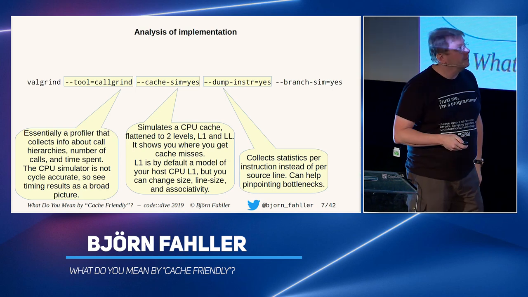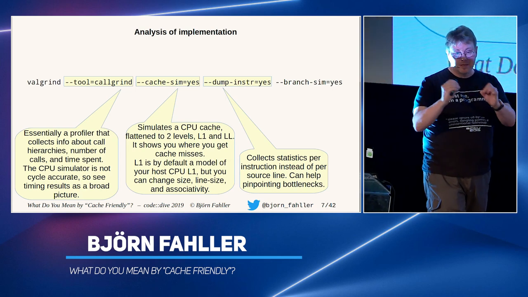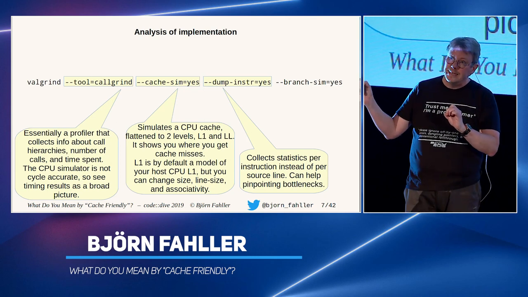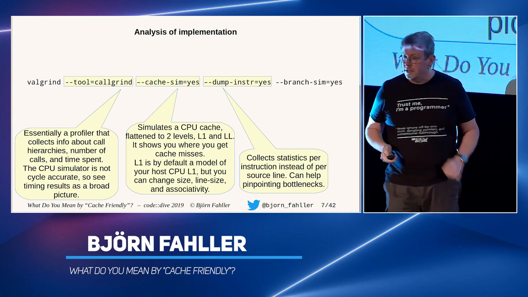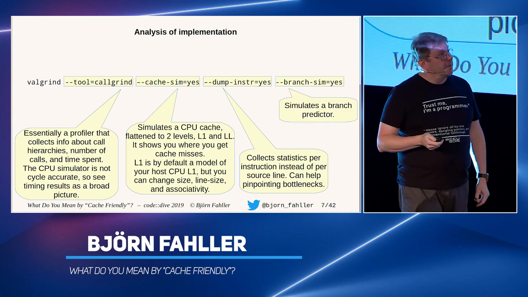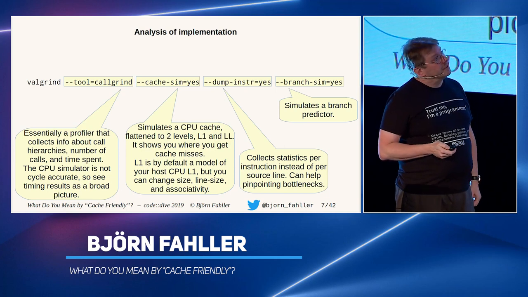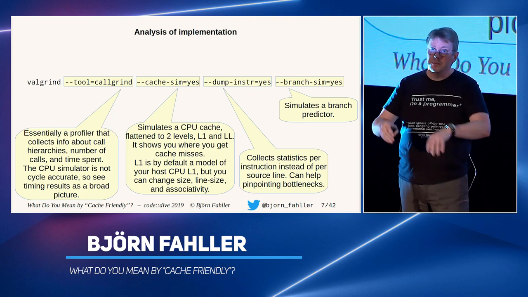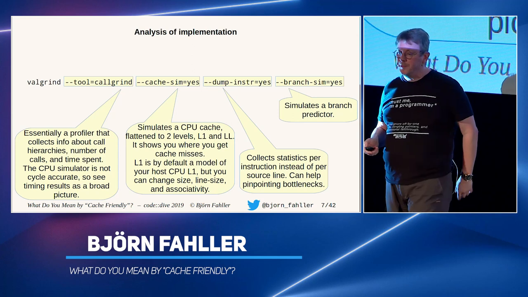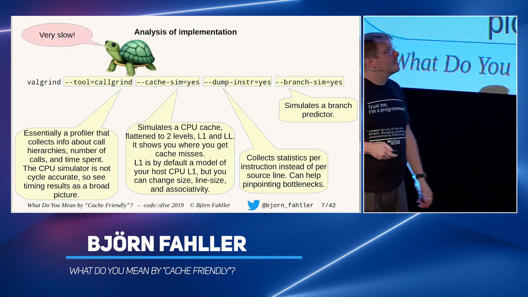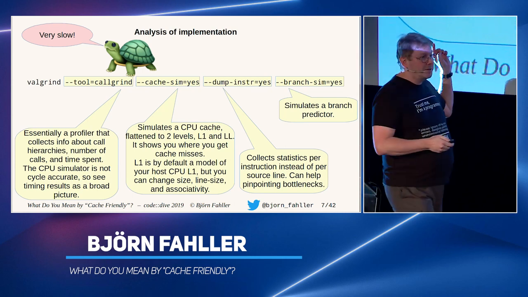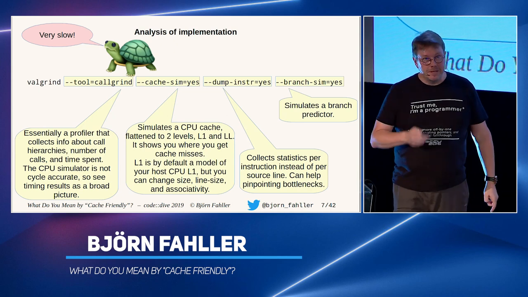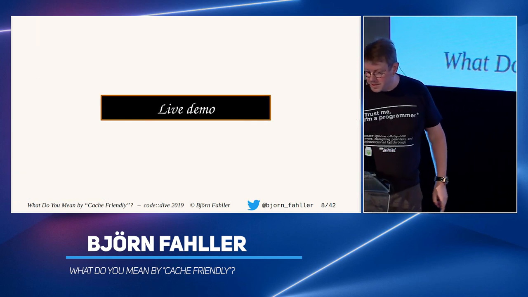And then I also add dump instructions because I want to see the assembly instructions that take time. Normally, Valgrind collects information on source lines, and this can be insufficient. And then also a branch simulator that simulates branch prediction. And it does not try to emulate the actual target CPU's branch predictor, but it's a branch predictor. And it's super slow. The 20x slowdown is nothing. It can be much worse than that. But it collects really good information. So let's give this a try.